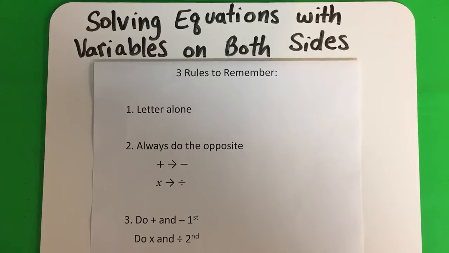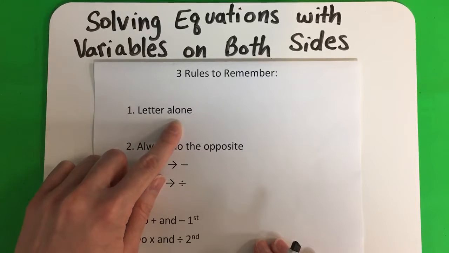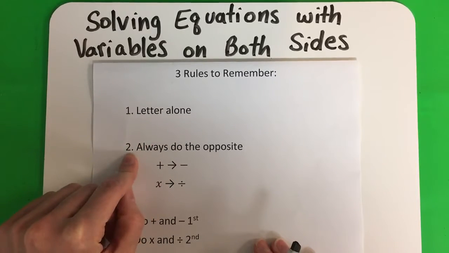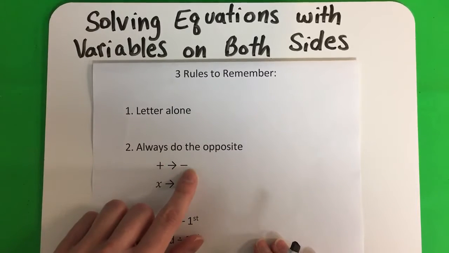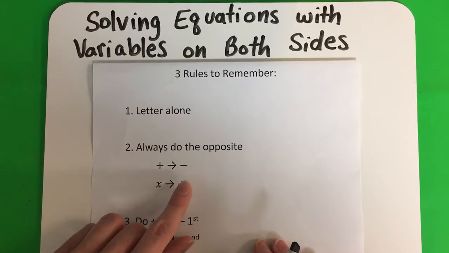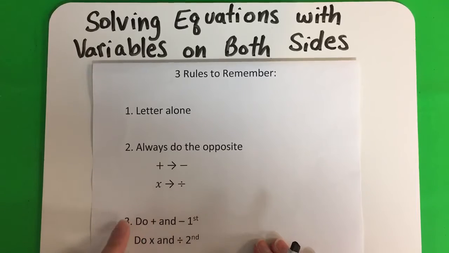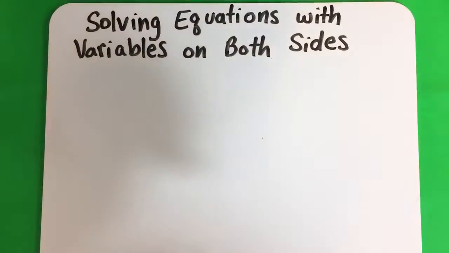In this video, we are going to be solving equations with variables on both sides. In the previous video, remember I mentioned 3 rules to remember, and we still do have to remember these rules. Rule number 1: your goal is to have the letter alone. Rule number 2: always do the opposite. The opposite of plus is minus. The opposite of minus is plus. The opposite of multiply is divide. And the opposite of divide is multiply. Rule number 3: you need to do plus and minus first, and you need to do multiply and divide second. So let's go ahead and get started.